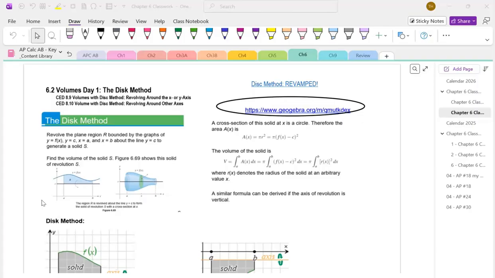With volumes of revolution, it's really useful for engineering and medical imaging, and we're going to be using a lot of geometry in this. One of the key concepts is this axis of revolution that we're going to be using. All of our cross sections are going to be rotating about some sort of axis. To start with, you can go to the link on your page, and I'll go ahead and pull this up.